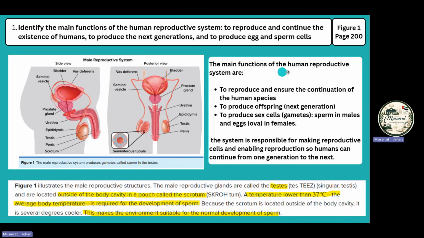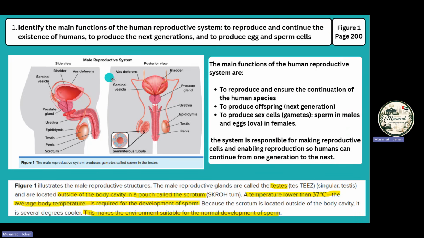Firstly, what are the main functions of the human reproductive system? Its main functions are to reproduce and continue the human species, to produce offspring, that is the next generation, and to produce the gametes, the sex cells. There are two gametes: the male's sperm and the female's ova or egg. It is responsible for making reproductive cells and enabling reproduction so humans can continue from one generation to the next.